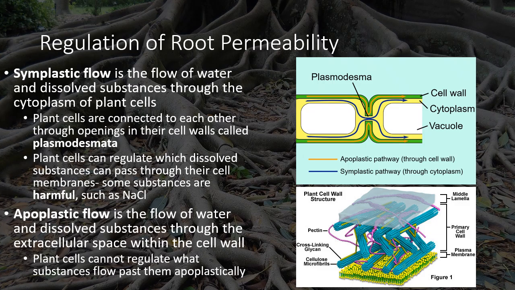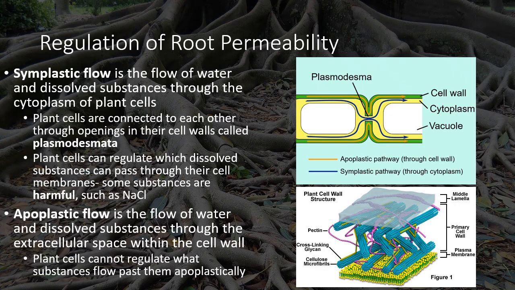Apoplastic flow is a little bit different. So apoplastic flow occurs through the cell wall itself. And because there are no cell membranes present to regulate it, plants can't control what's flowing through their tissues apoplastically. If you look at the top diagram, we can see this little orange arrow that shows apoplastic flow through the cell wall. You might be wondering, how does flow occur through the cell wall? Well, the cell wall itself is actually quite porous.